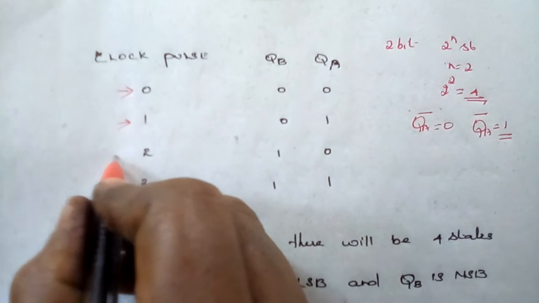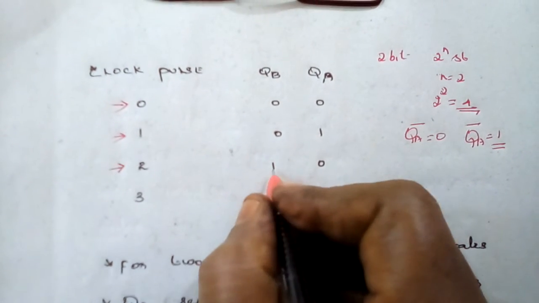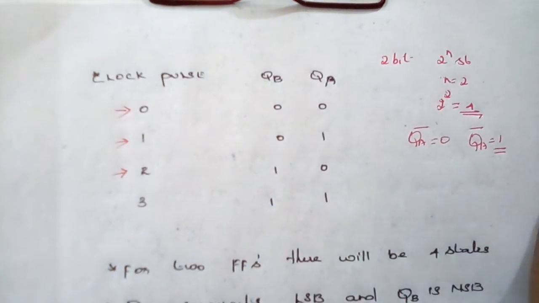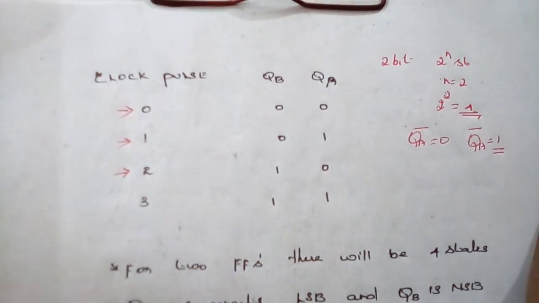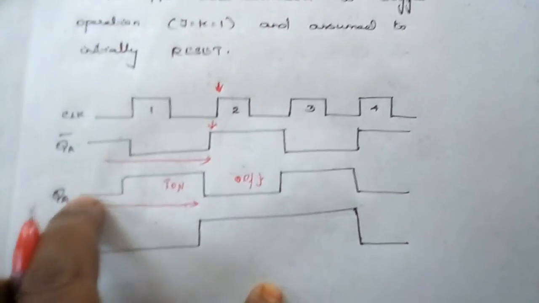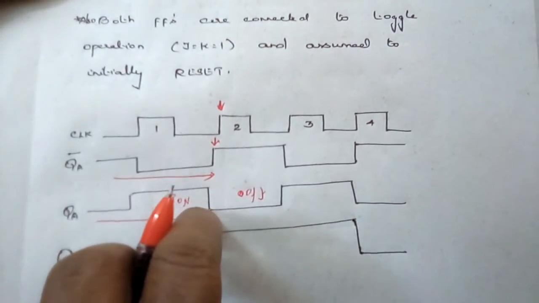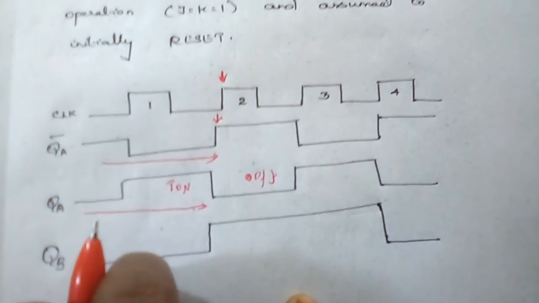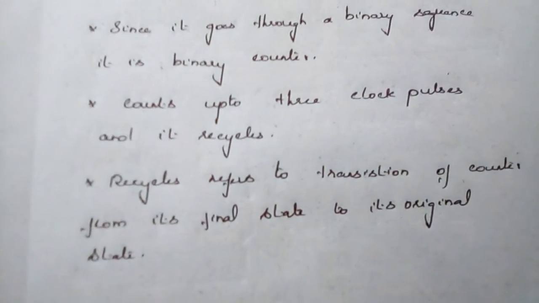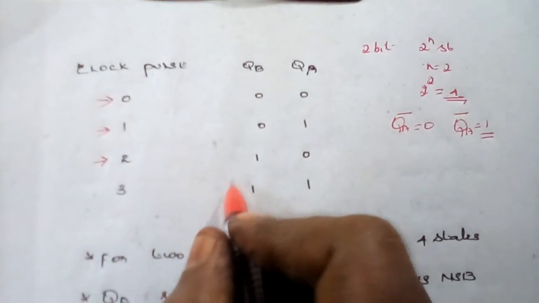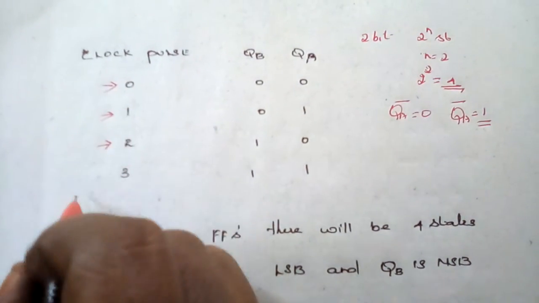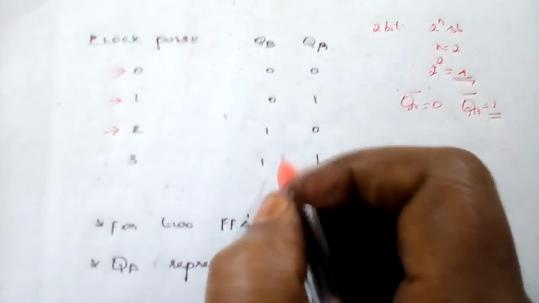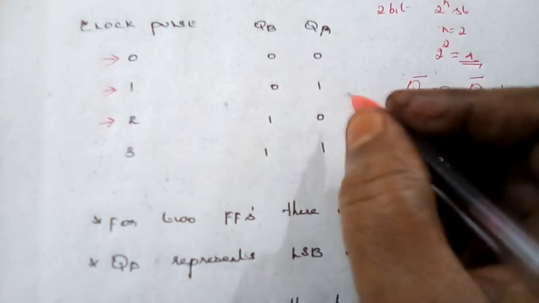Next, for the second clock pulse, QB is high and QA output is low. If QA is low, automatically QA bar is high. So this is provided in the timing diagram, right? For the first pulse, QA is high and QB is low, and for the next pulse QA is low and QB is high, and automatically from the next cycle the second flip-flop starts to count.